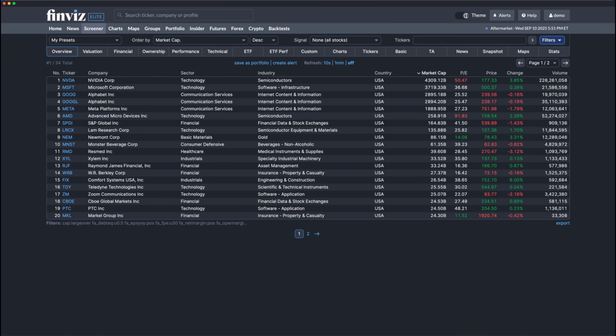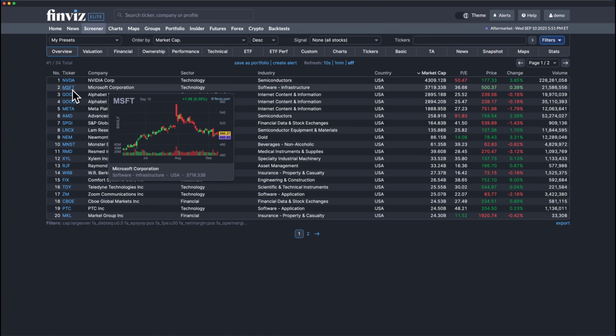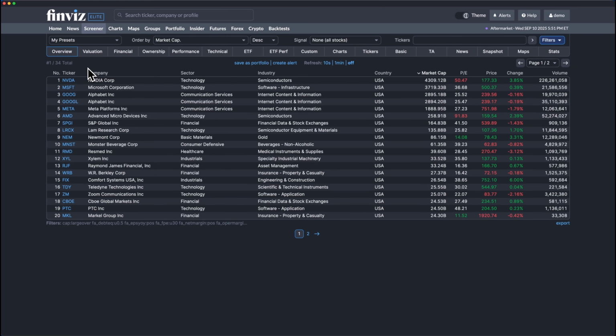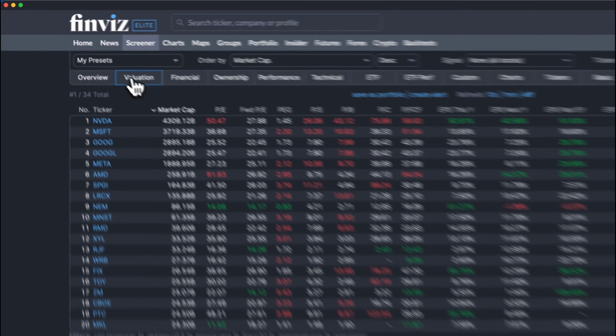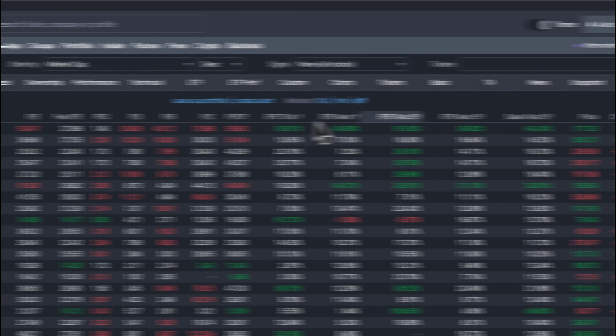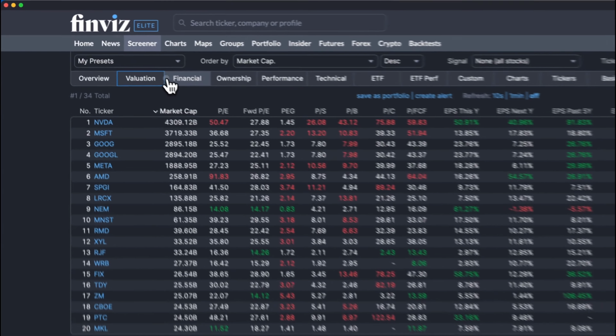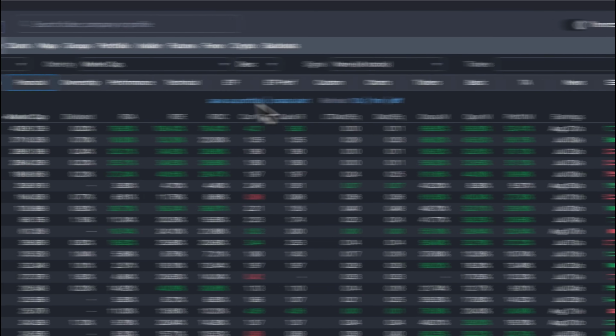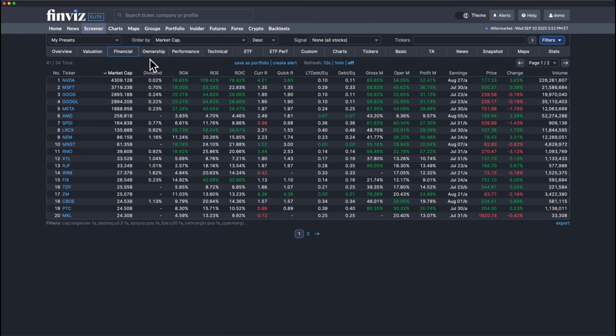As you evaluate your results, you can hover over the tickers with your mouse to quickly see the chart of each company. In addition to a quick overview, you can also further investigate and analyze your results by diving deeper into other categories. In valuation, you can sort and analyze stocks by valuation metrics like PE ratio, price to book, or earnings growth. In the financial category, you can analyze and sort based on dividends, return on equity, debt ratios, and profit margins. The screener results are loaded with useful information and data for you to look at.